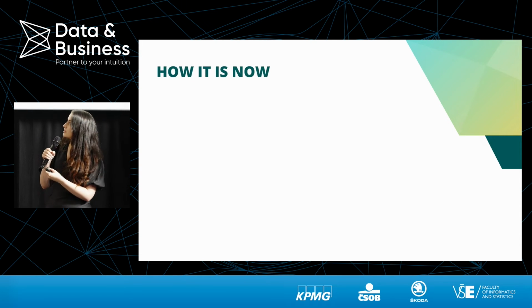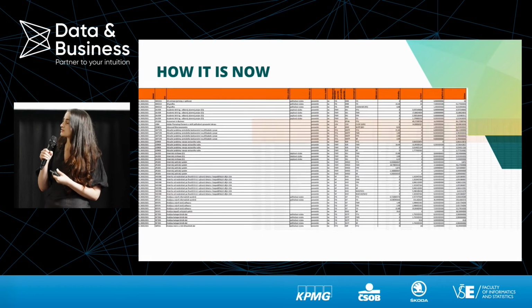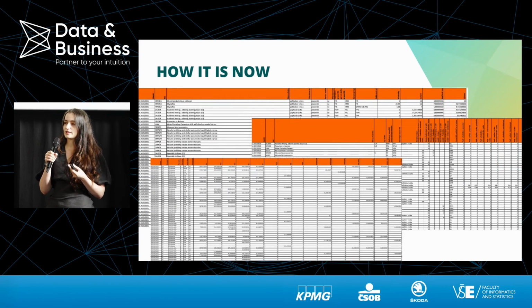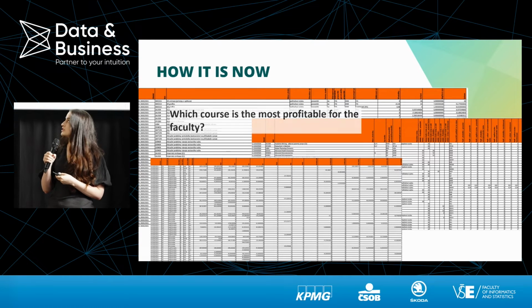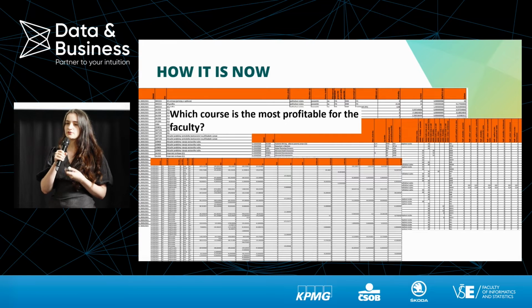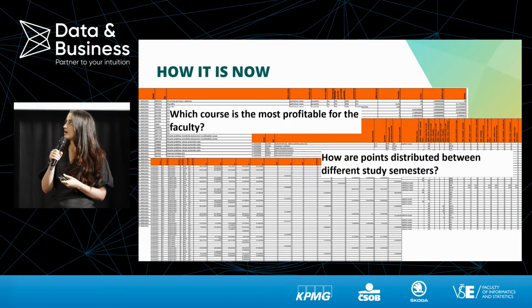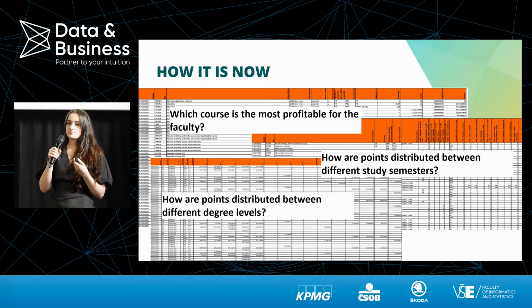You can actually see now how it looks, and it's not really user-friendly. But what is more important, it's really hard to extract information to answer important analytical questions, such as which courses are the least and the most profitable for each faculty and department, how points are distributed between different degree levels, master and bachelor, and how points are distributed between different semesters of study.